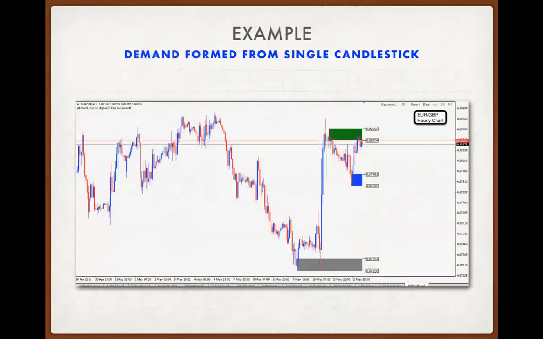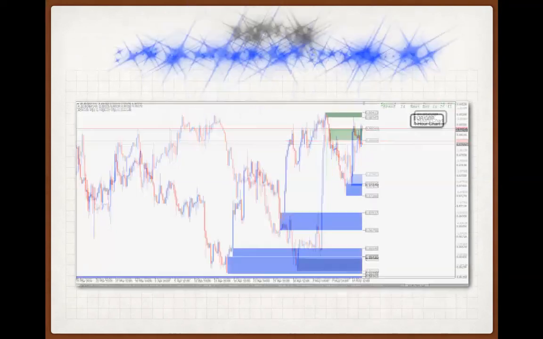Some examples. Here's euro pound an hour, and we see we have a demand zone formed from a single candlestick. As you see, the blue demand untested zone right there. There is no consolidation to the left. There are no candles stacked sideways. There's just a long wick and then a bullish candle that creates that zone, aka a demand zone formed from a single candlestick. Now let's check out one formed from a base.